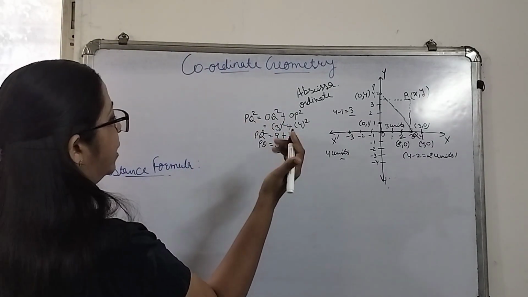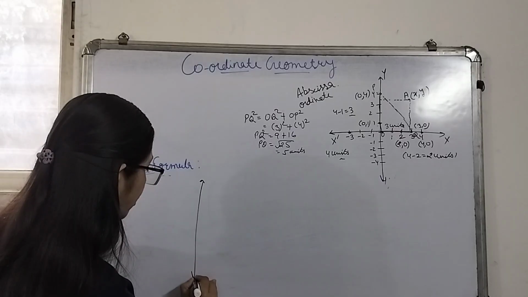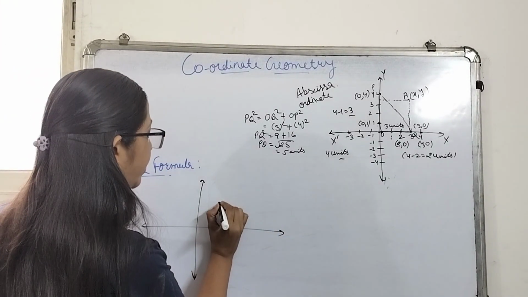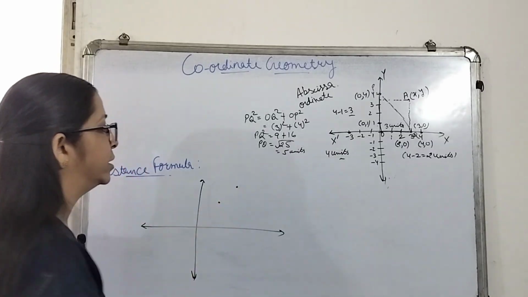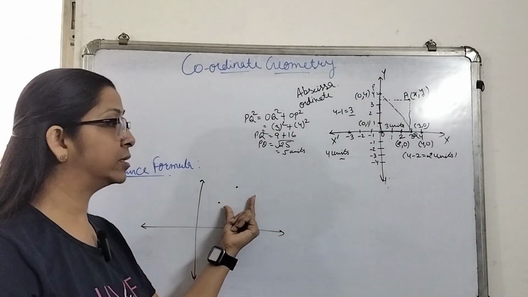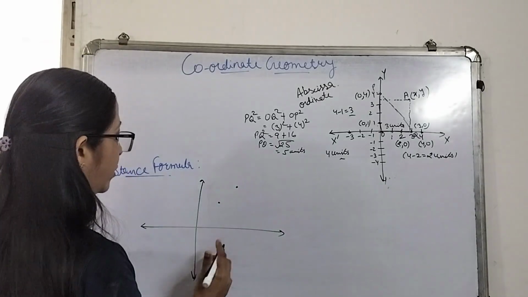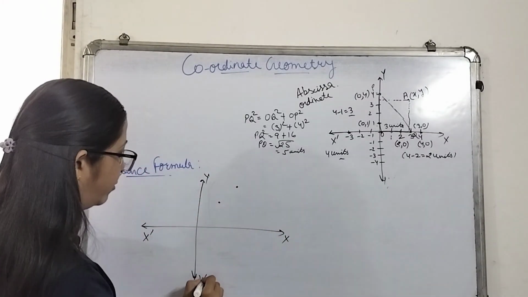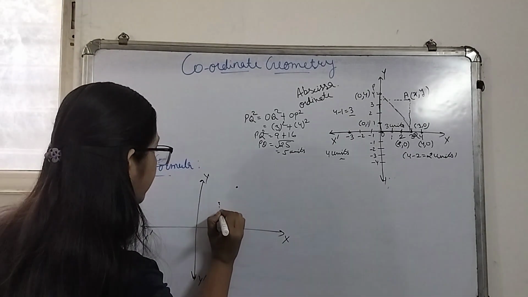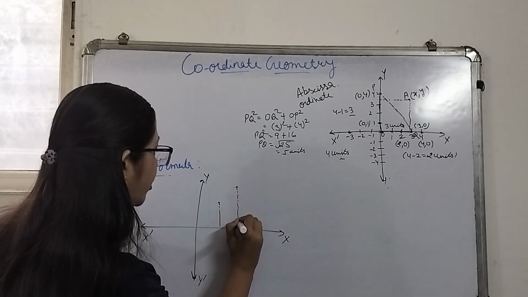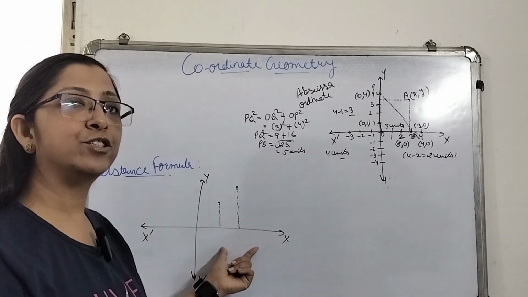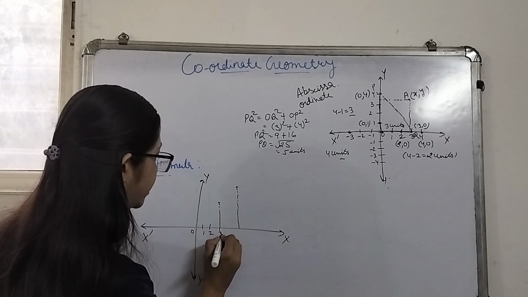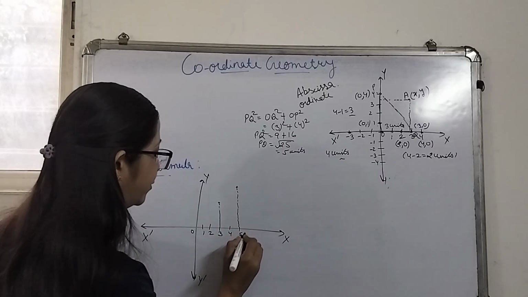So let's see, suppose I am taking again, this is your y-axis, this is your x-axis. Suppose this is one of the points and this is another point. These two are different points and we have to find the distance between these 2 points. Now this is your x-axis, and this is your y-axis. Suppose from the points we have drawn the perpendiculars on the x-axis. This is your 0, this is 1, this is 2, this is 3, this is 4, this is 5, suppose.